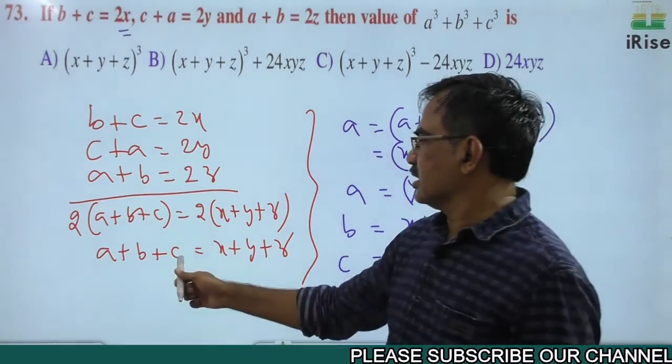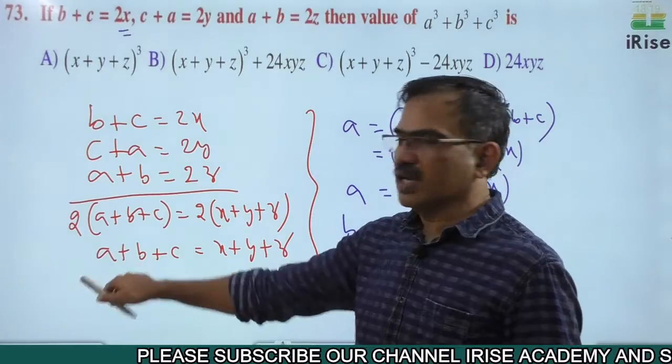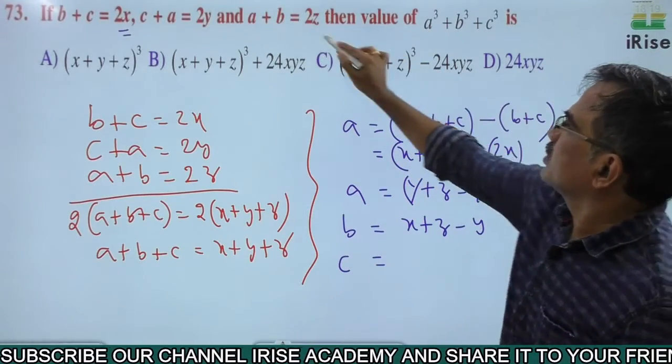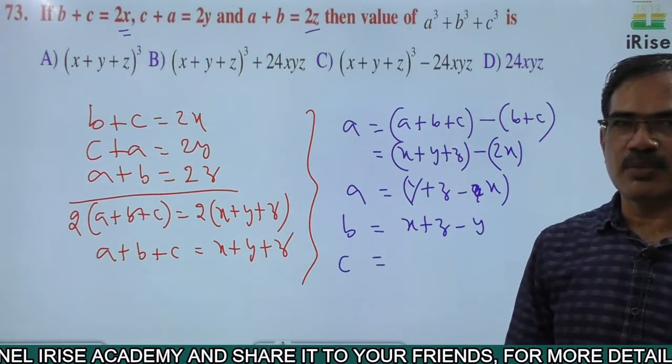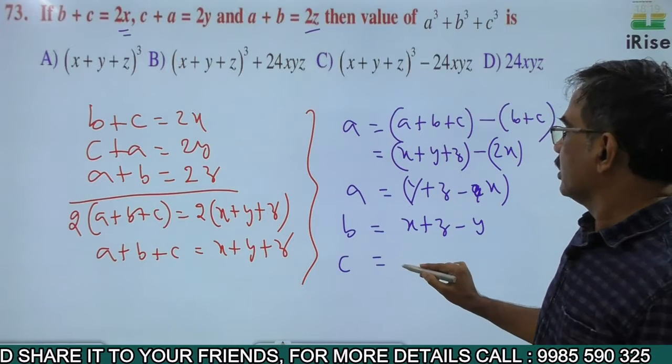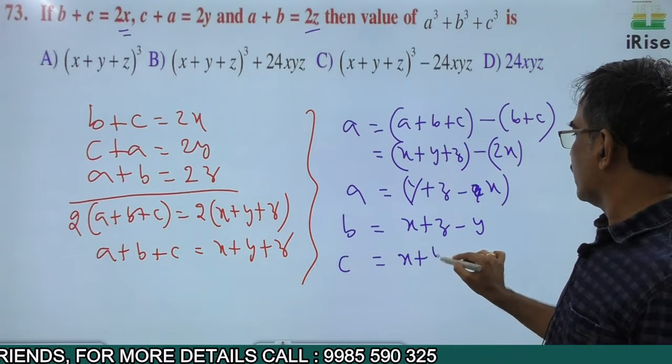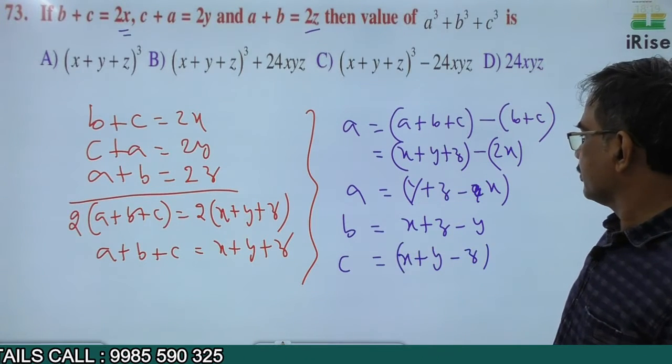Similarly, C is nothing but a plus b plus c minus (a plus b). Here a plus b is 2z. x plus y plus z minus 2z. So we get x plus y minus z.